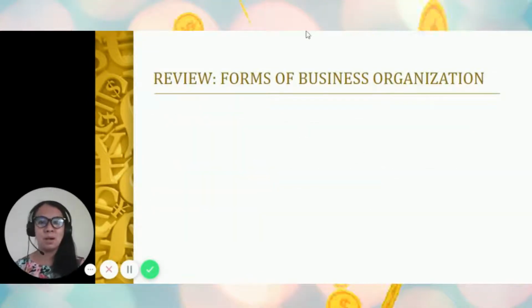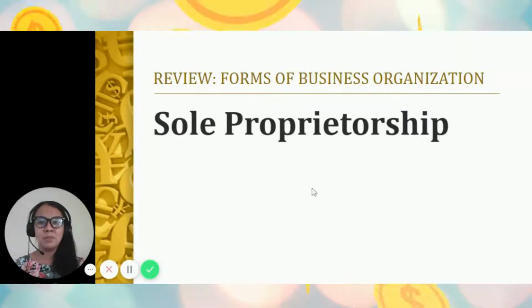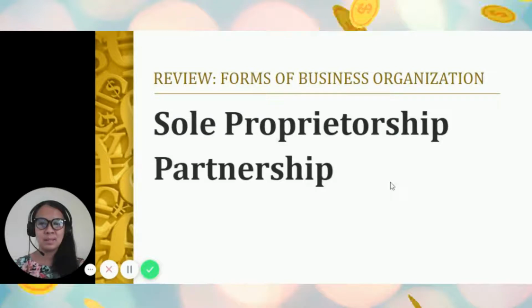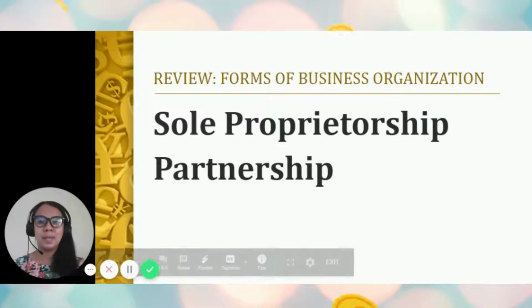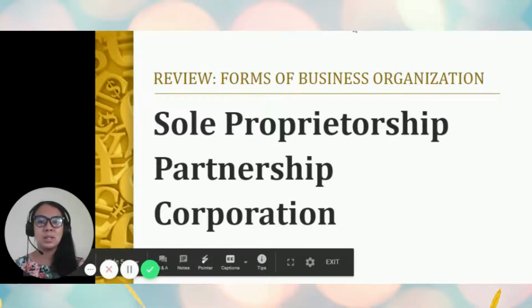Now, before we move on, it is important that you know the forms of business organizations. And just to give you a quick review of the lessons in the previous video, here they are. The three forms of business organizations are, first, the sole proprietorship, which is owned by one person. Second is the partnership, which is owned by the partners, or two or more people. And the corporation is owned by the shareholders.